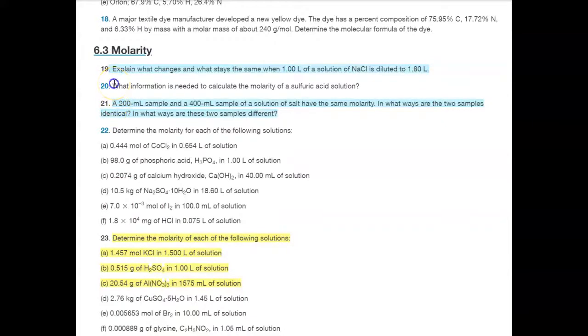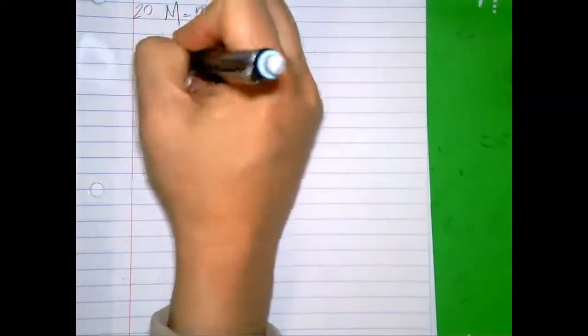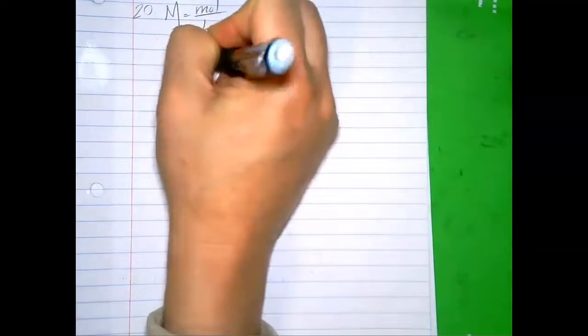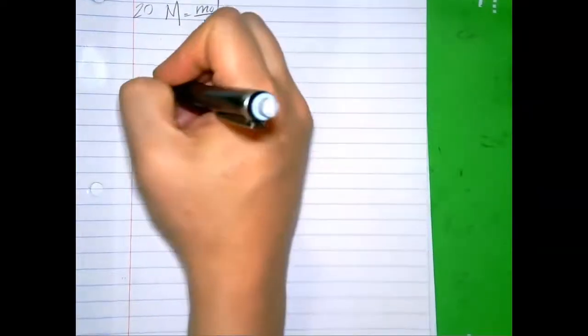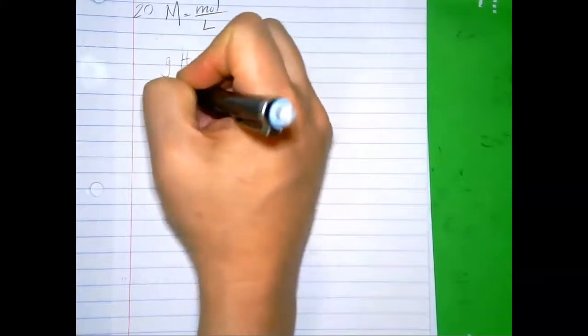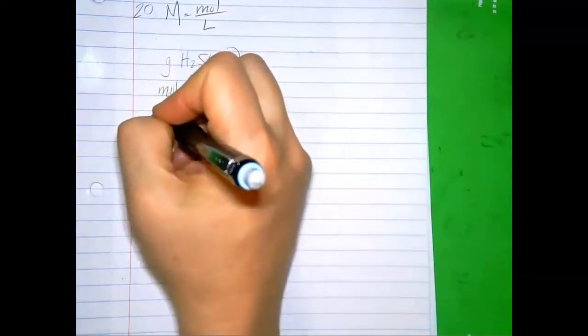Number 20 says, what information is needed to calculate the molarity of a sulfuric acid solution? Well, molarity is moles per liter. So if I was given grams of sulfuric acid, I would need to know how many grams I have. Or if I'm given moles, I need to know how many moles of H2SO4. One or the other. And then you need to know the volume.